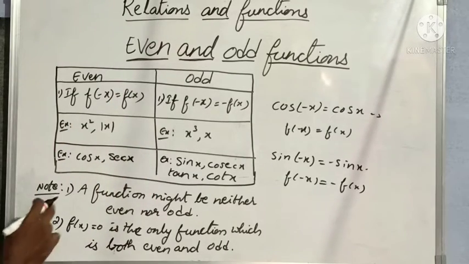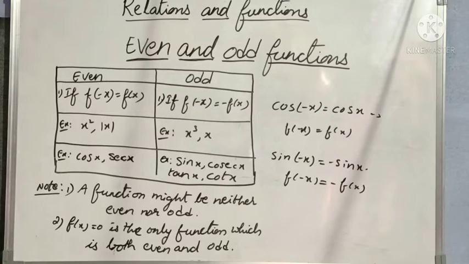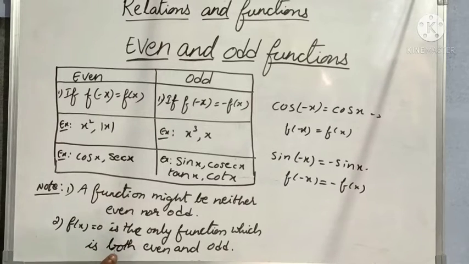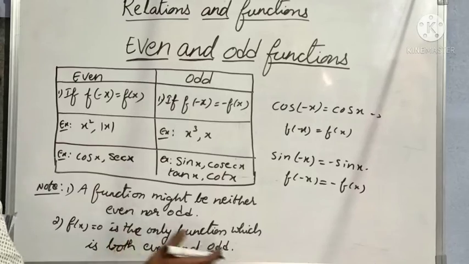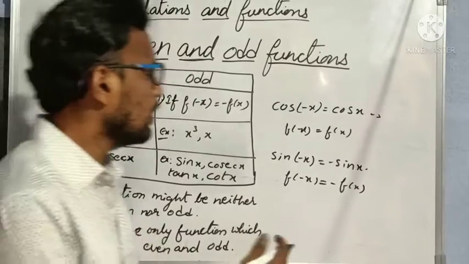Note, a function might be neither even nor odd. Some functions will be there which are neither even nor odd. I will discuss that also afterwards. Next, f of x is equal to 0 is the only function which is both even and odd. Yes or no? Why? Because if you write f of 0, or f of minus 0, we are getting the same value 0 only. That's why this is the only function which is both even and odd. Understood? This is about even and odd functions.